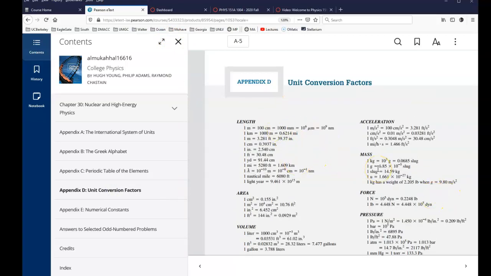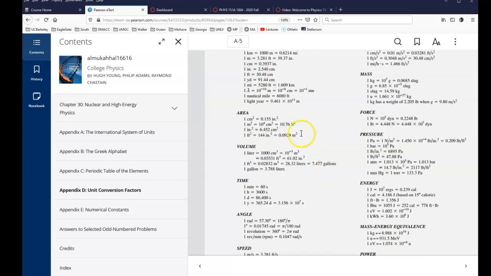You're welcome to use it, or maybe you can just use the internet. Just go to Google and type in, let's say, how many centimeters in an inch or something like that. You can find that as well. But it's available for you. Appendix D, keep that in mind. If you manage to print it out, you can put it on the wall or something like that, so you don't need to look it up anymore. So anyway, it's right here.